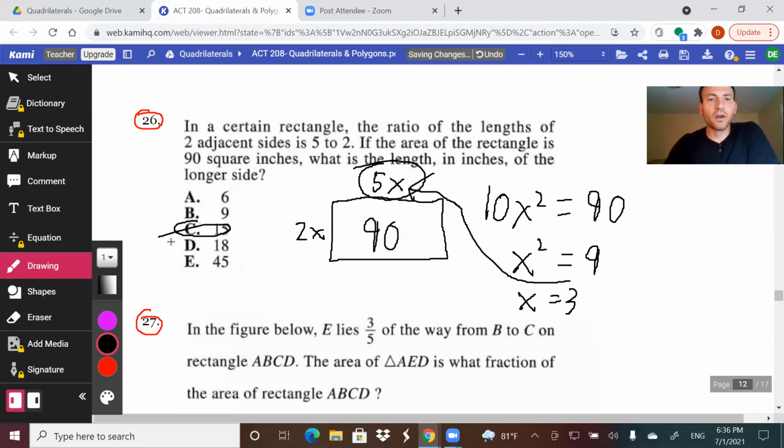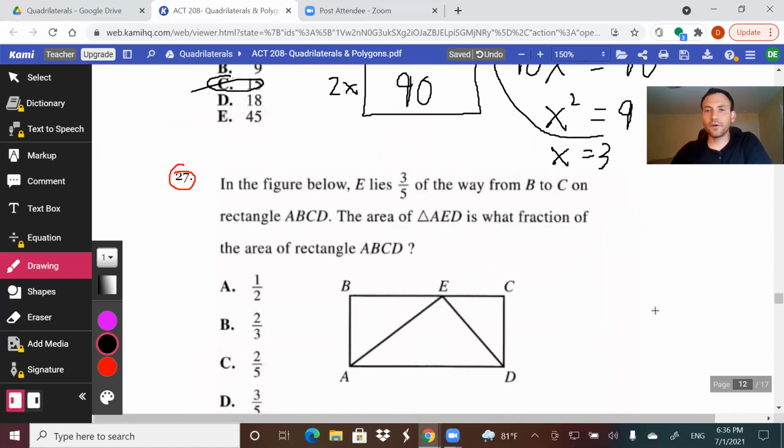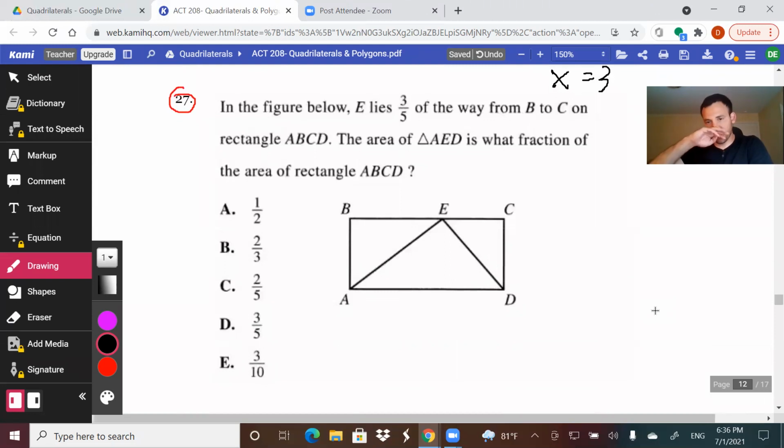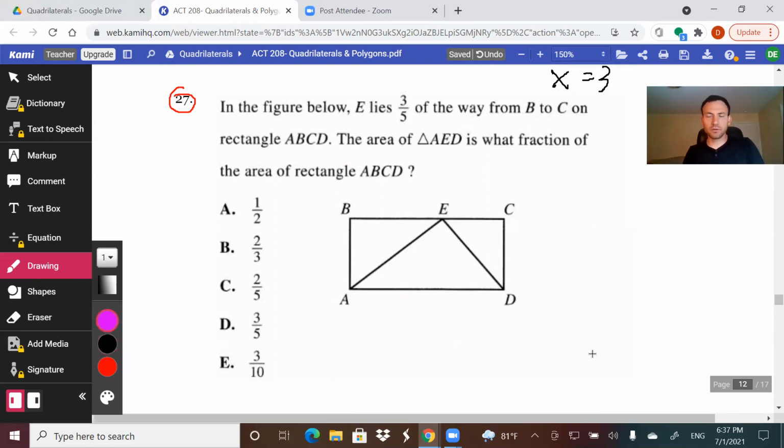Awesome. 27 is a favorite problem of mine for several reasons, and feel free to pause it and try it out. My tip for you would be just do it with your eye. Be logical. There's really no math that you have to do here. All right, but it's a last chance to pause it. I'm going to keep on going.